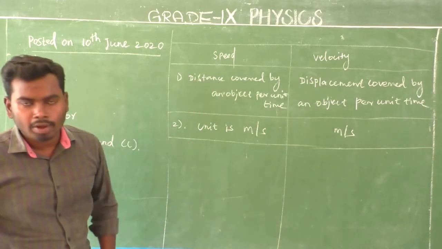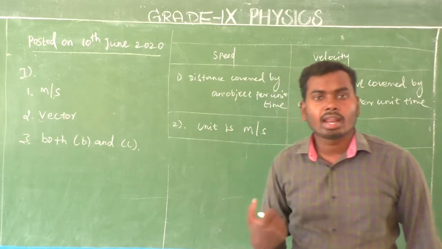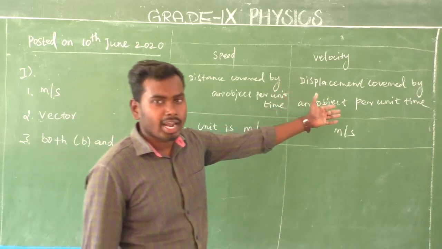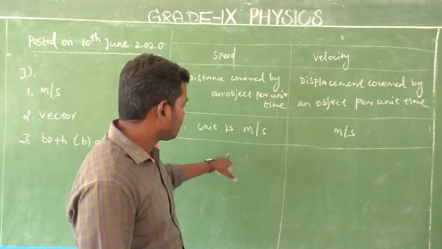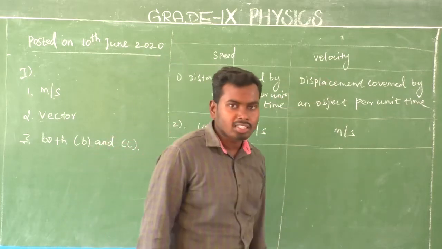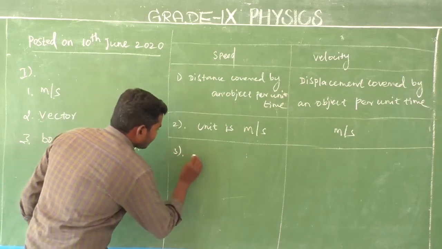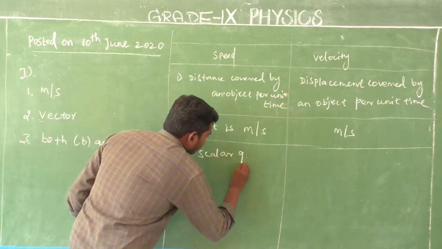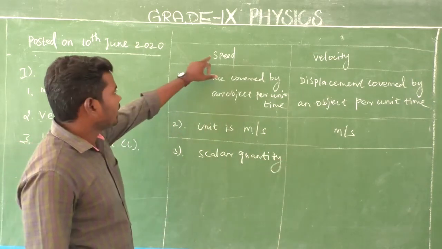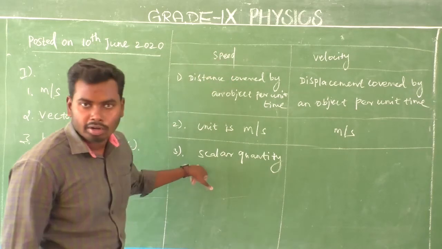And the third point: whether it is a vector quantity or a scalar quantity. Speed is under the category of scalar quantity, whereas velocity is under the category of vector quantity, because speed has only magnitude, there is no direction, whereas velocity has both magnitude as well as direction. So speed is a scalar quantity. The first letter of the word speed, S, denotes scalar quantity. Is it clear?